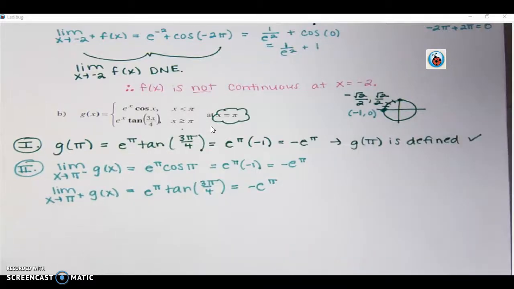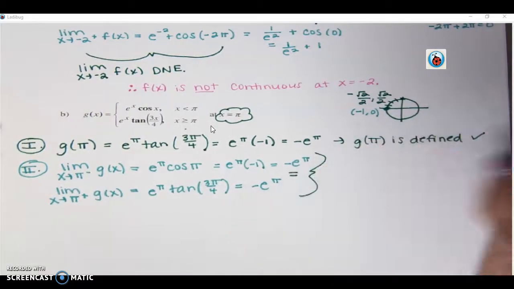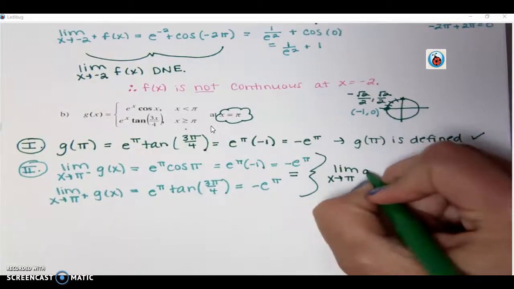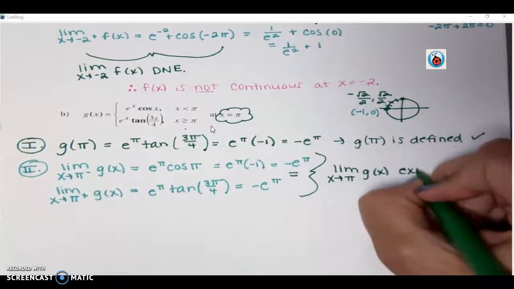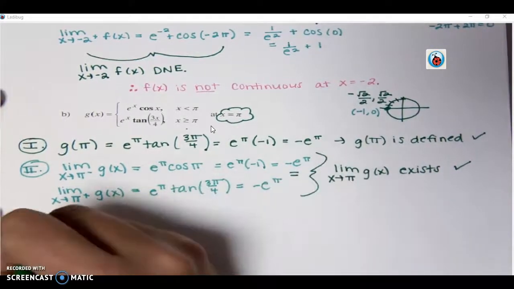Okay, so the left and the right limit are equal. So because these two things are equal, I can say the limit as x approaches pi of g of x exists. So that means step 2 passes. So we can move on to step 3.